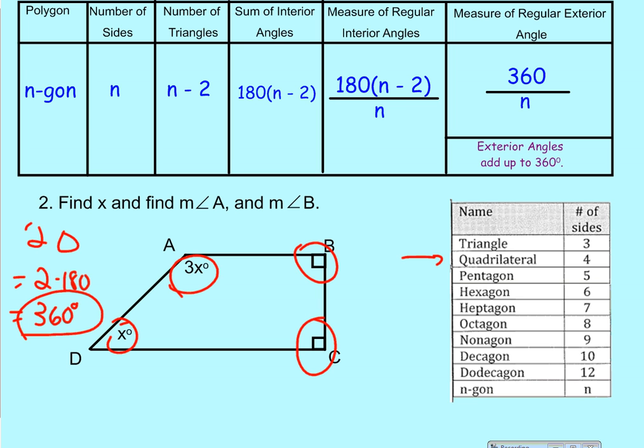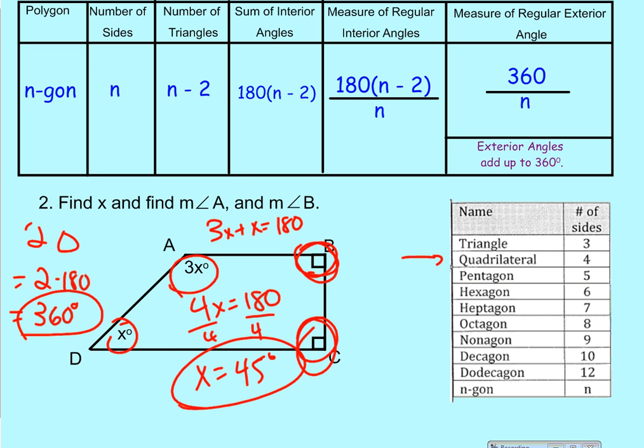So 360 degrees. Well, I know this is 90. I know this is 90. I can take those away. So 360 minus 90 is 180. So that means 3x plus x can only equal 180. So 4x equals 180. X has got to equal, let's see, 45. So x is 45. So this is 45. This has got to be 135.